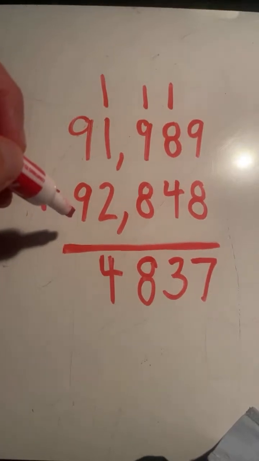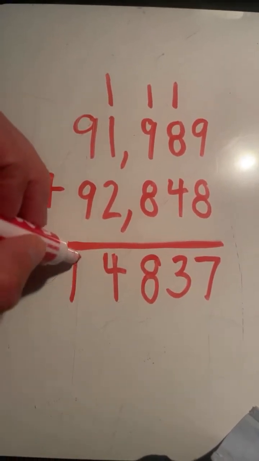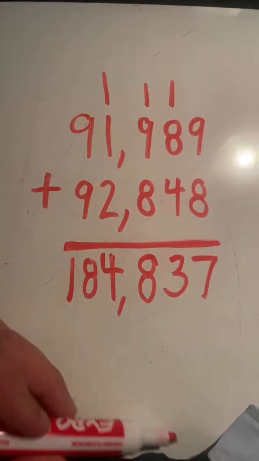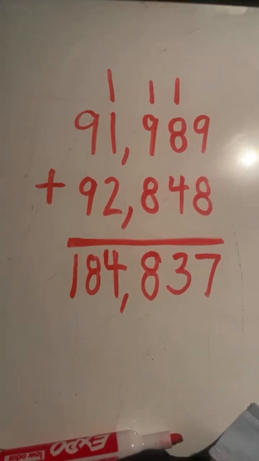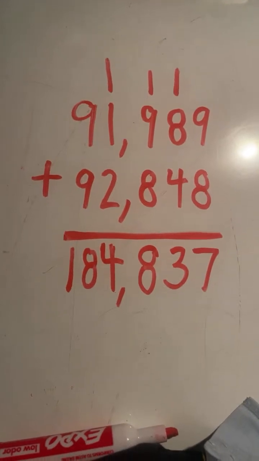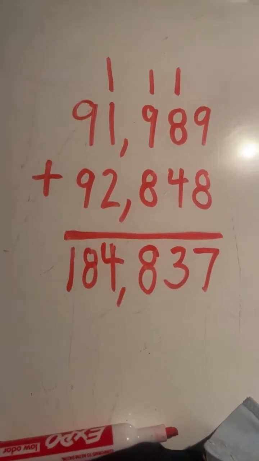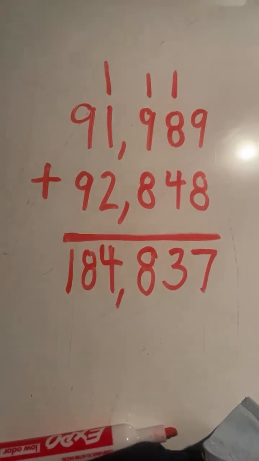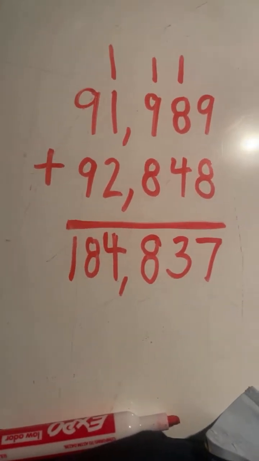9 plus 9 equals 18. And we have our final answer, 91,989 plus 92,848 equals 184,837.